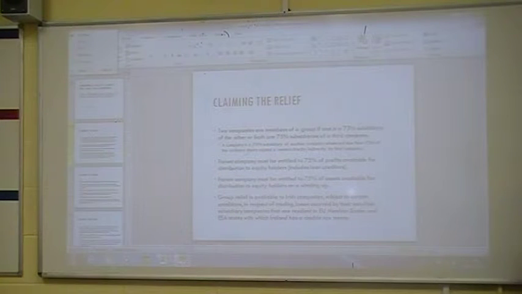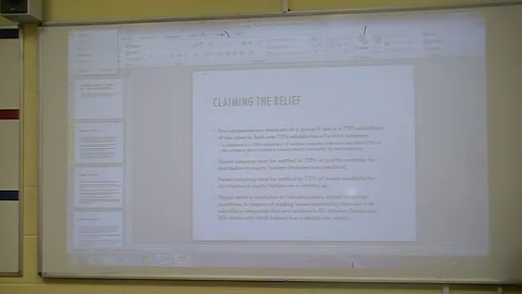Group relief is available to Irish companies, subject to certain conditions, in respect of trading losses incurred by their non-Irish subsidiary companies that are resident in the EU member states and the EEA states. That's like other European Union affiliated countries. They're not actually in the EU, but they're in Europe, like Switzerland or Luxembourg, I think, with which Ireland has a double taxation treaty.